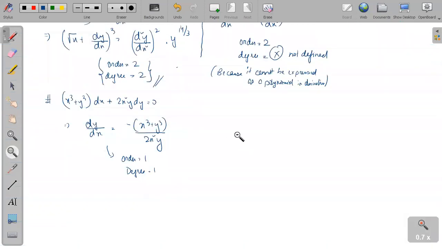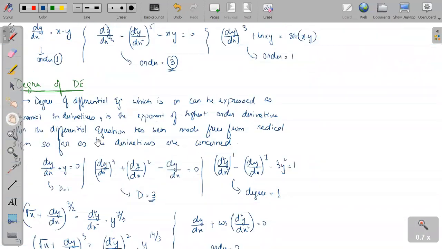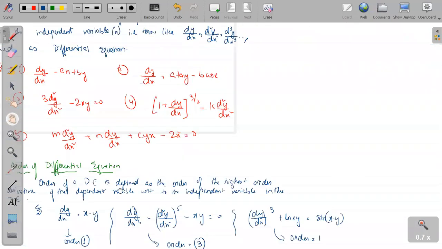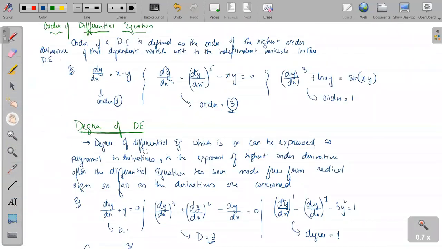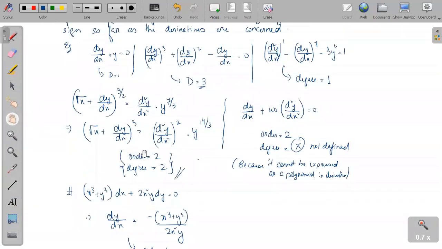Simple examples we have taken, I guess. I hope all of you have understood. If there is any doubt, you will tell me. I hope there is no doubt. Let's move forward then.